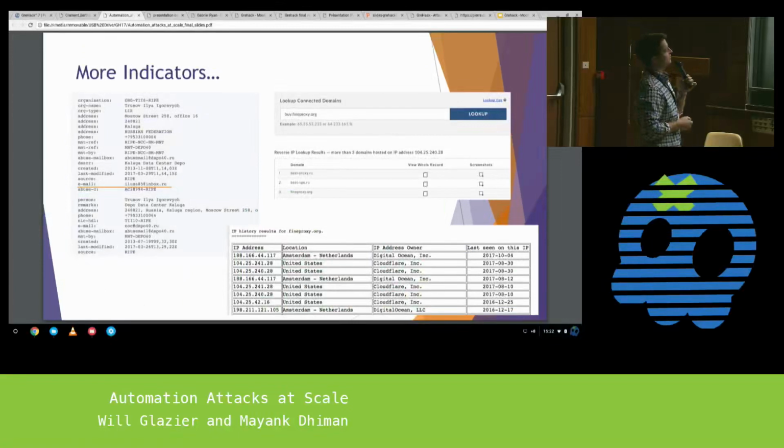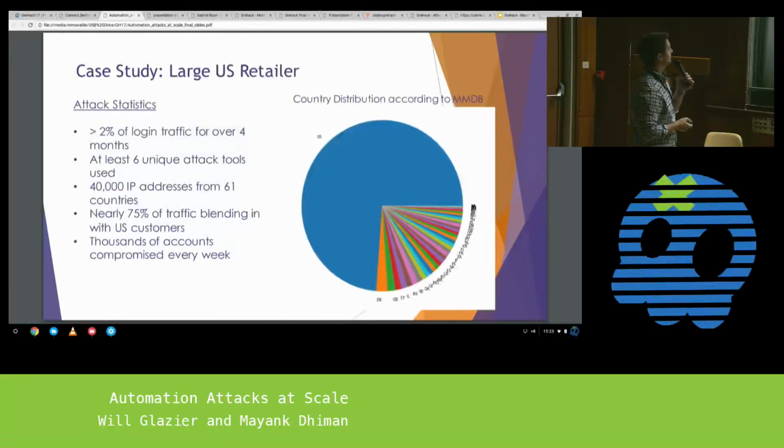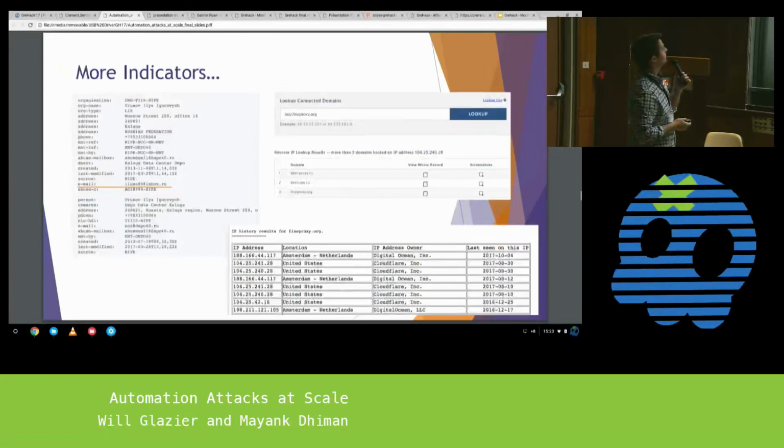This stuff is just some more indicators. This was the email address used in the registration information, and we saw a username with the same pseudonym marketing these proxies on some forums, using the same tools that we were looking at.